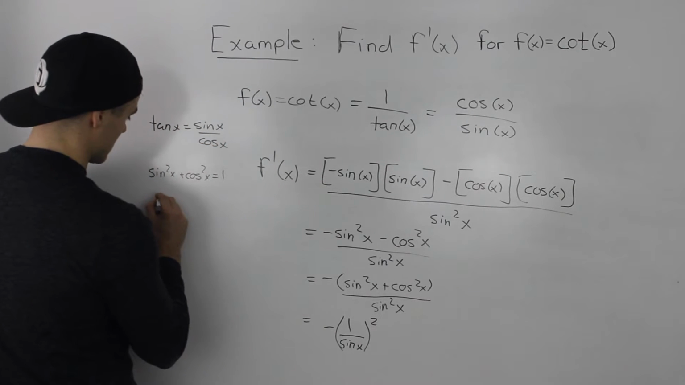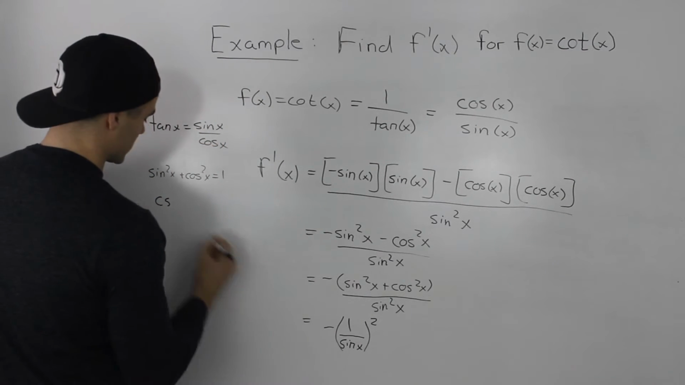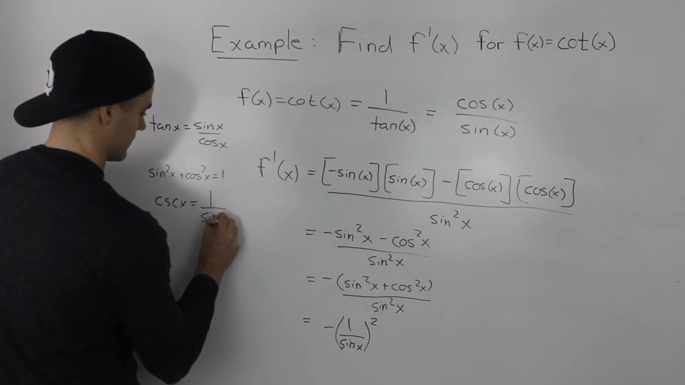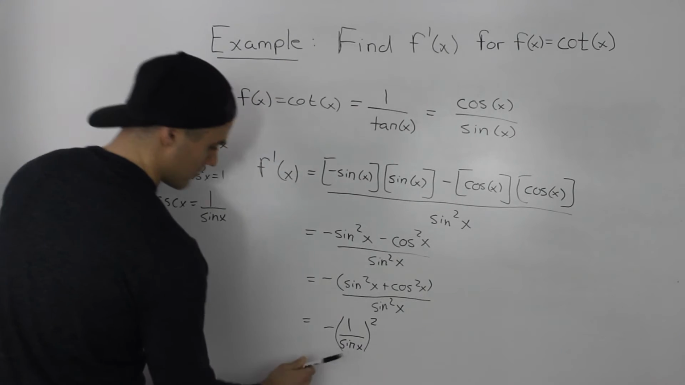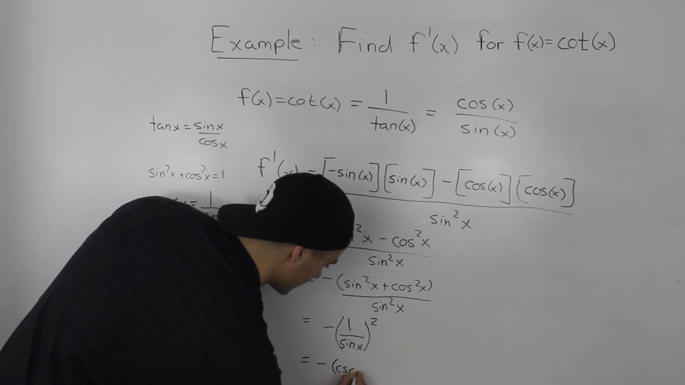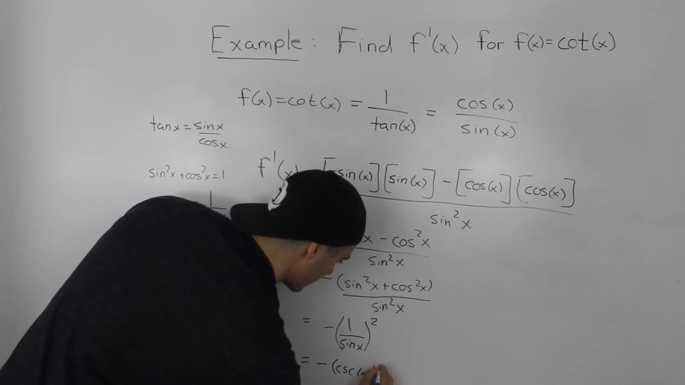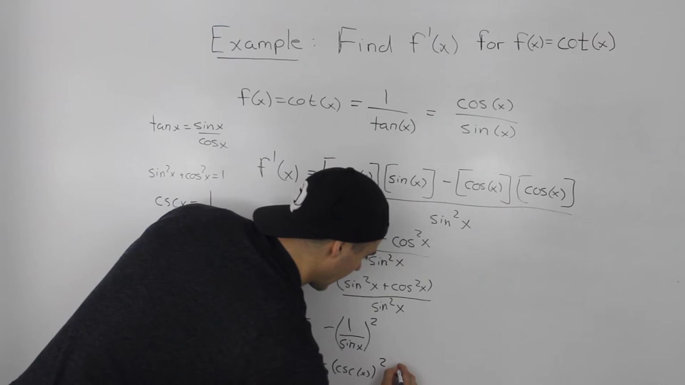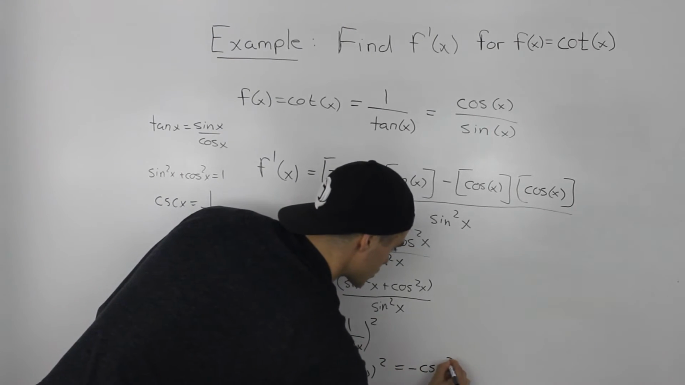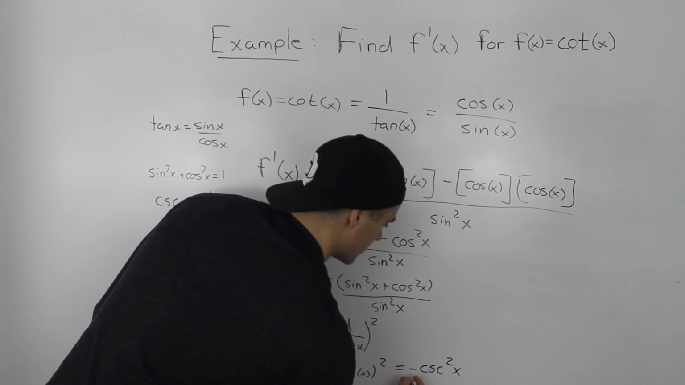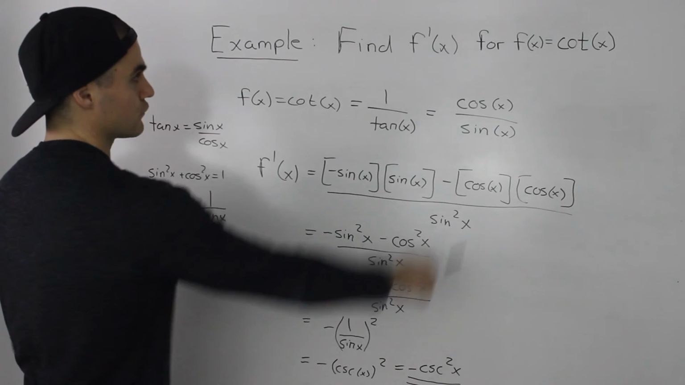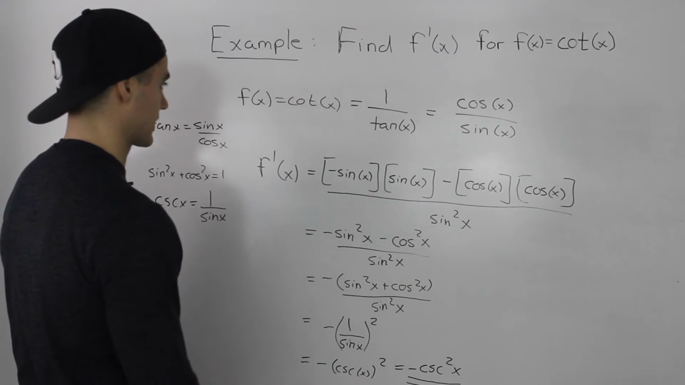And then, if you remember, 1 over sine x is equal to cosecant x. So we can sub in cosecant x here, squared, and then the proper way to write that would be cosecant squared x. So that here ends up being our final derivative for cotangent x.